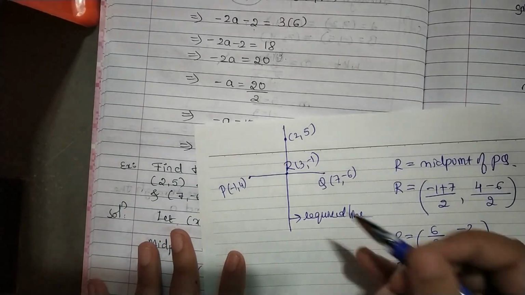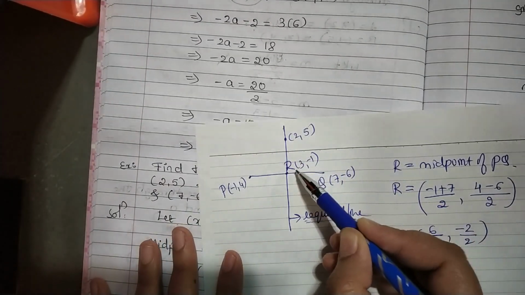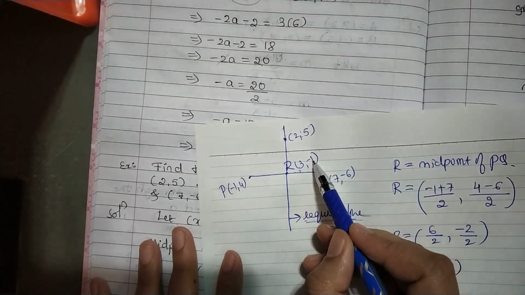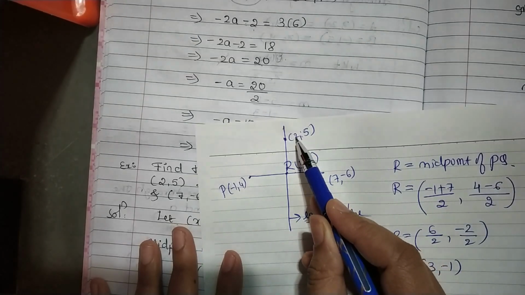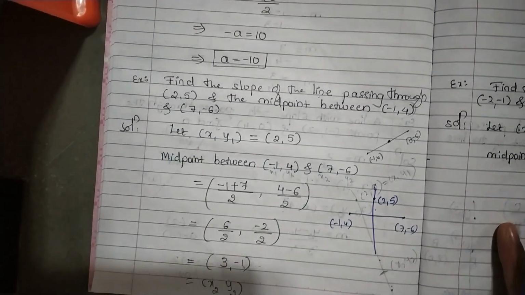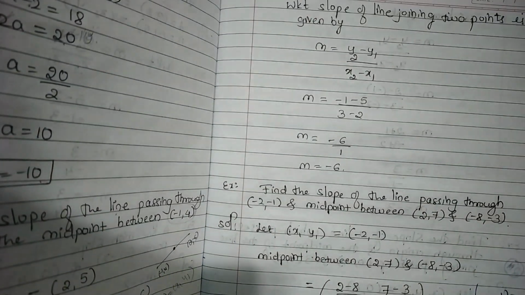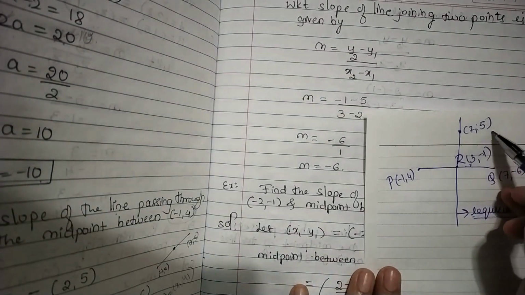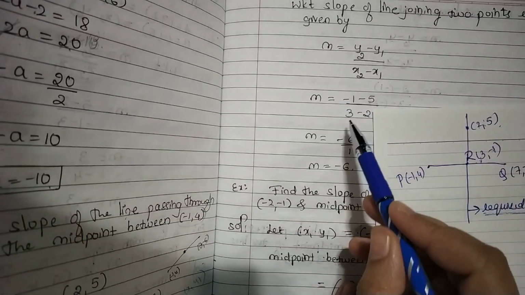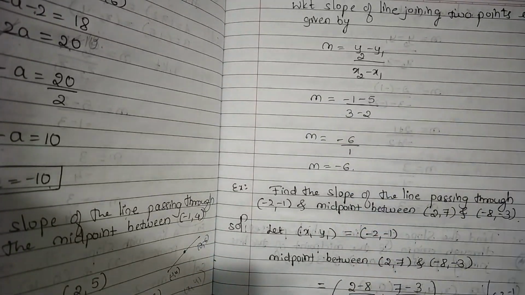And now we know the slope of the required line joining 2 points. We know the slope of a line joining 2 points, that is m is equal to y2 minus y1 by x2 minus x1. What is y2 minus y1 by x2 minus x1? That is given by y2 minus y1, minus 1 minus 5. Okay, x2 minus x1 is 3 minus 2. So minus 6 by 1, which is equal to minus 6.